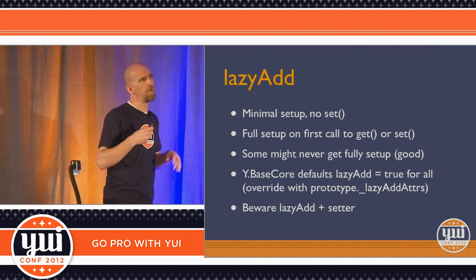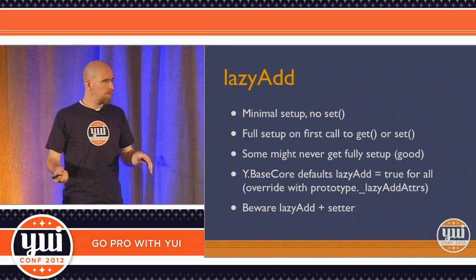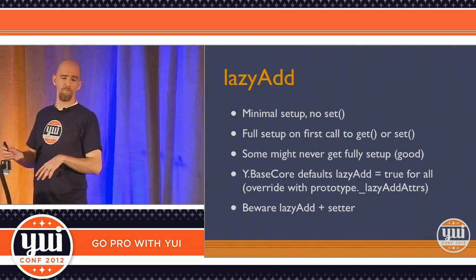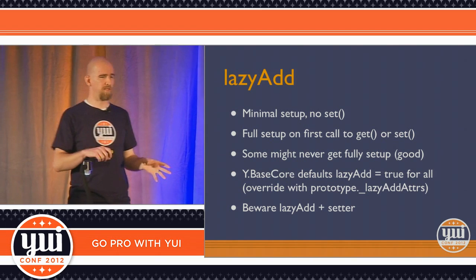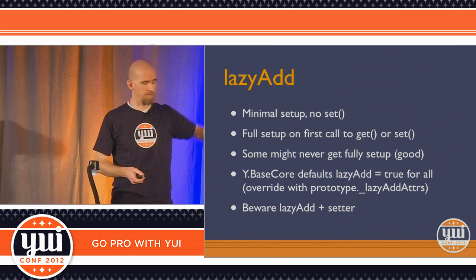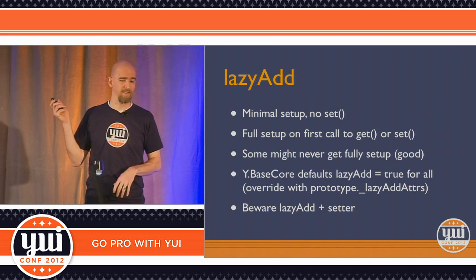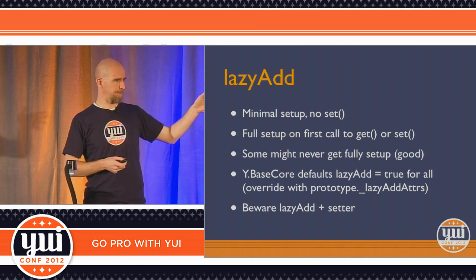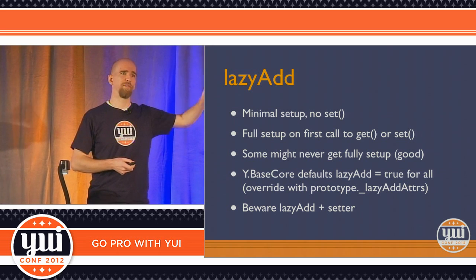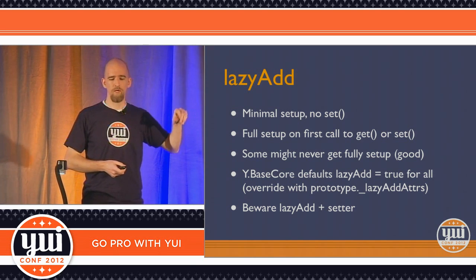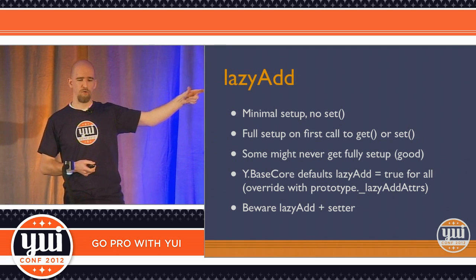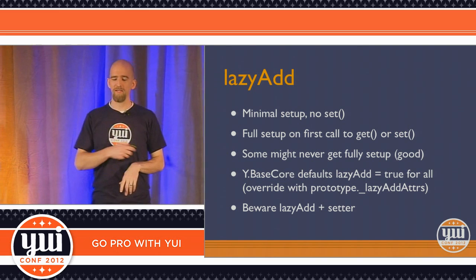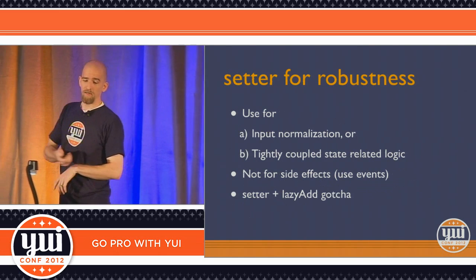So since you're likely familiar with using attributes from base, this is all happening for free for you because base core defaults this lazy add to true. You can override that with this prototype property lazy add adders. If you set that to false or something falsy, then that means the attributes for that thing will be set up initially on construction. You can also override that lazy add configuration per attribute. So the beware lazy add plus setter we'll talk about on here.